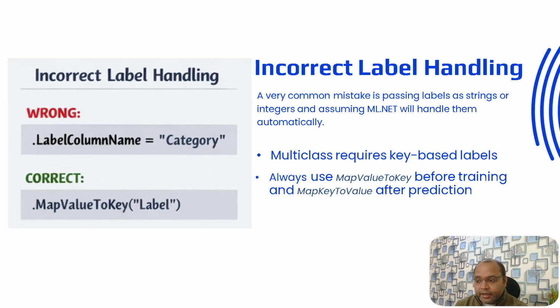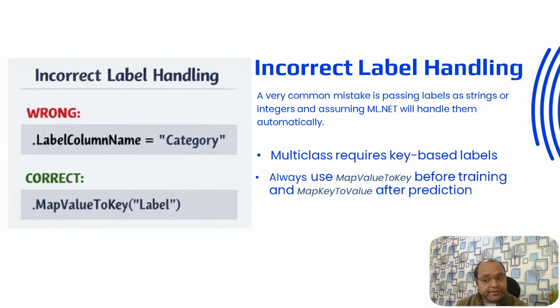Incorrect label handling. In binary classification, you provide a simple category. As you can see here, the label column name is equal to category. You provide the one label, then your model will train and give the prediction. That's fine, because you have only two classes, one or the other.